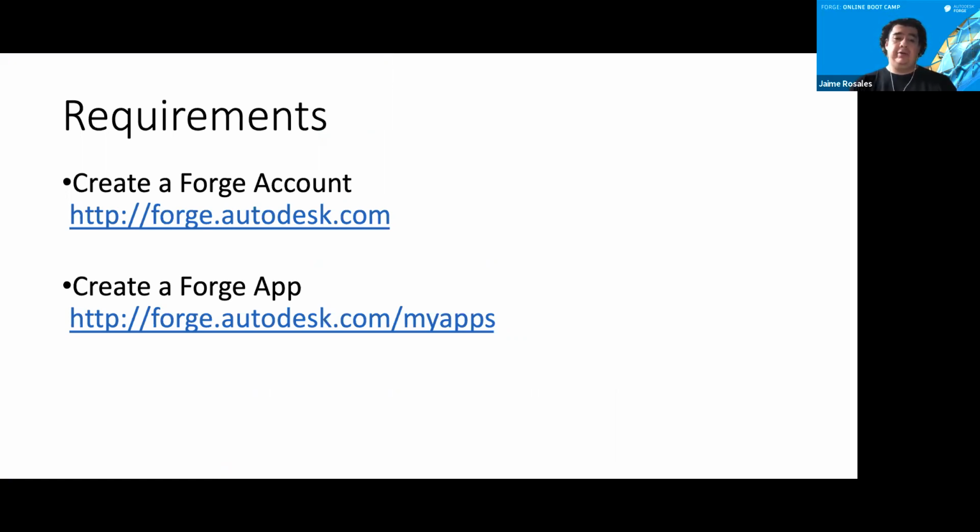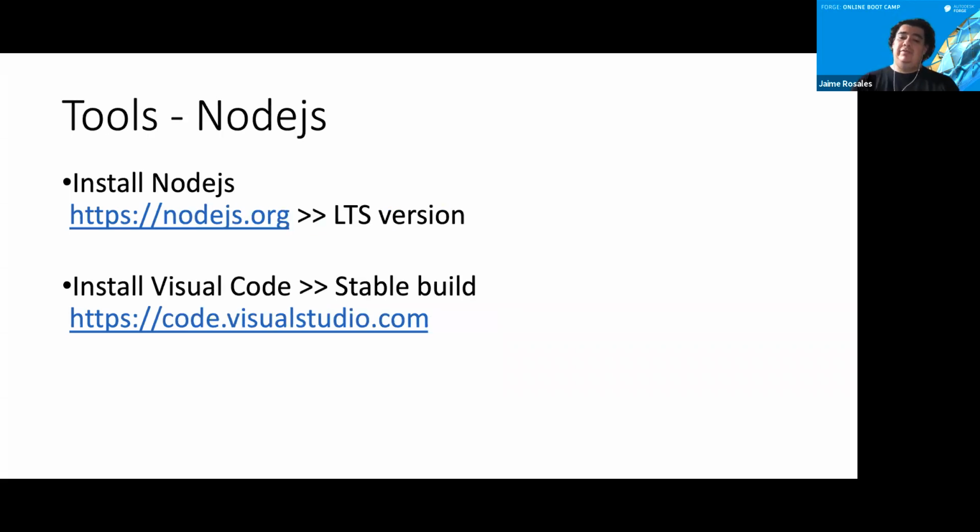So we're gonna head over in a bit to forge.autodesk.com. From there, we're gonna navigate to the section of My Apps, and we are gonna go ahead and create a Forge app. We will need a couple of tools for today's training. So we will be focusing on Node.js, the LTS version. Please do not get the latest preview version. It might have some issues that might actually mess up your training. So I will say stick to the LTS version.